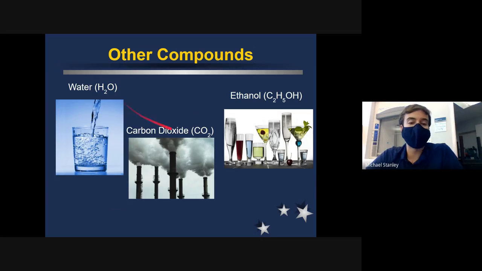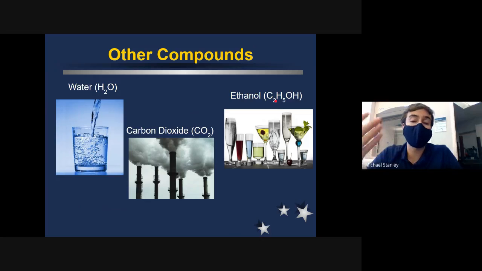Ethanol is a little bit bigger than these guys. It's two carbons, 5 hydrogens, and an oxygen-hydrogen group on the very end. But all of these are still bonded to each other. They're still making one large structure. So ethanol itself is still a compound.